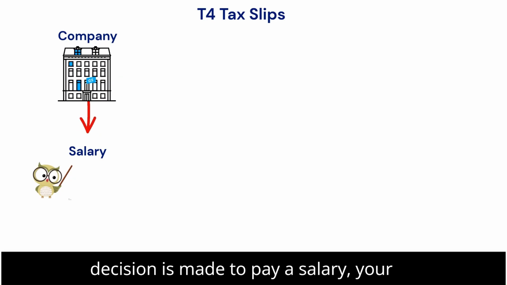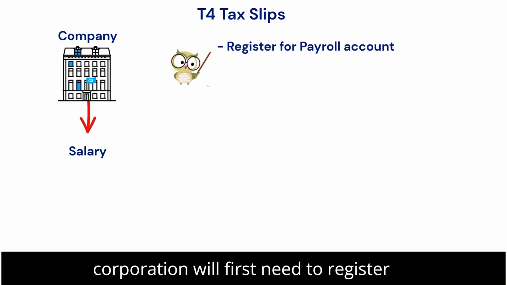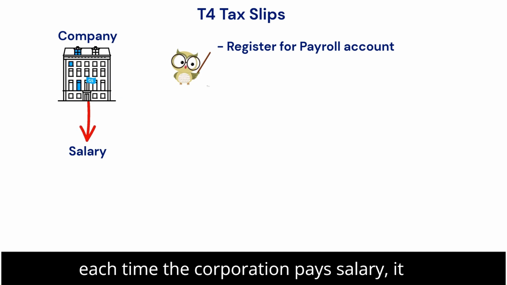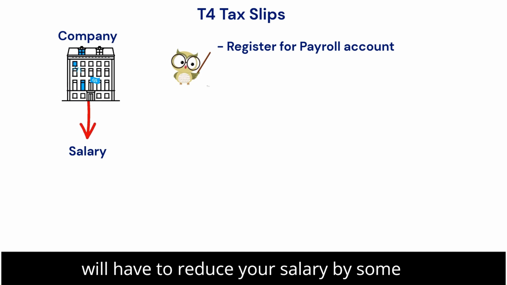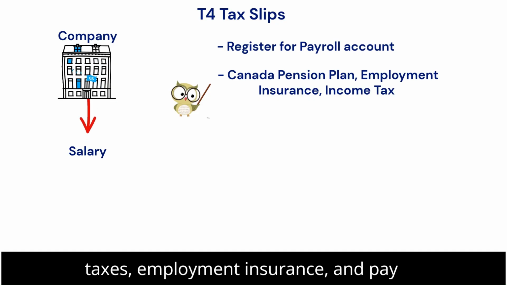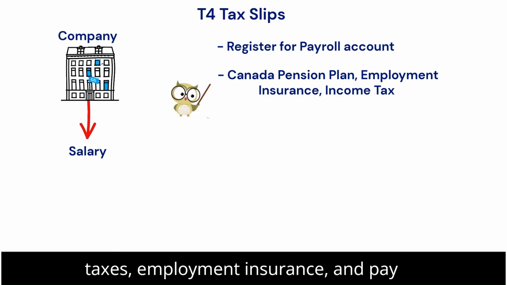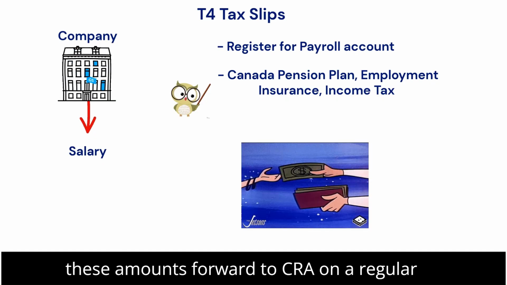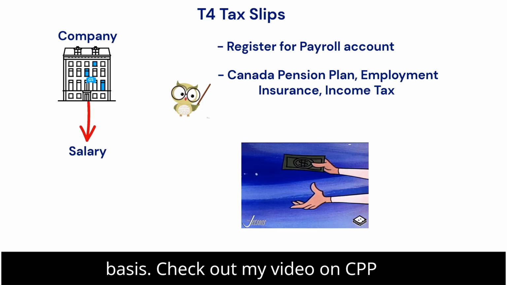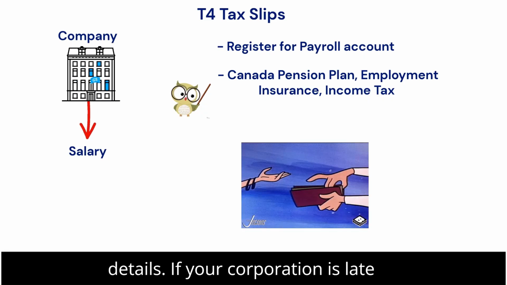Now, once the decision is made to pay a salary, your corporation will first need to register for a payroll account with the CRA. And each time the corporation pays salary, it will have to reduce your salary by some amounts, like Canada Pension Plan, taxes, employment insurance, and pay these amounts forward to CRA on a regular basis. Check out my video on CPP and employment insurance for more details.